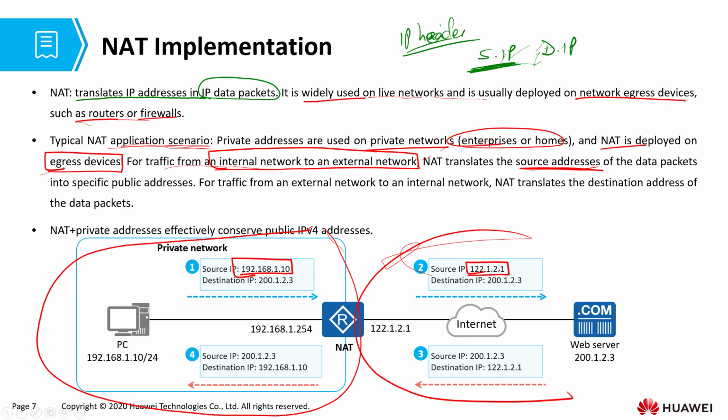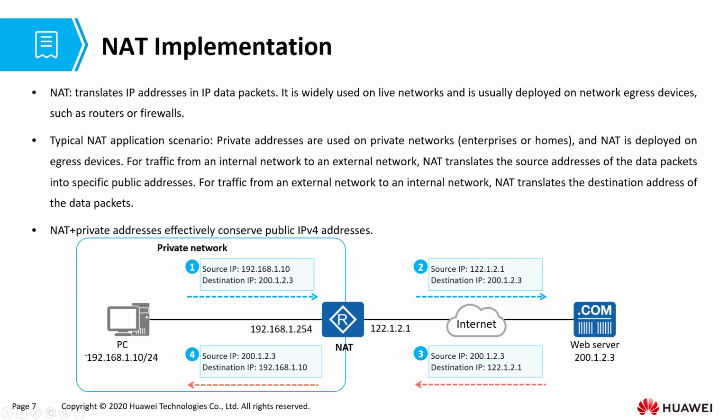And for traffic that is coming back from the public network into the private network, what NAT is going to be doing is to convert the destination public IP, as indicated here, to a private destination IP, thereby sending the traffic back to the original host that sent out the original traffic. This is basically what NAT does.